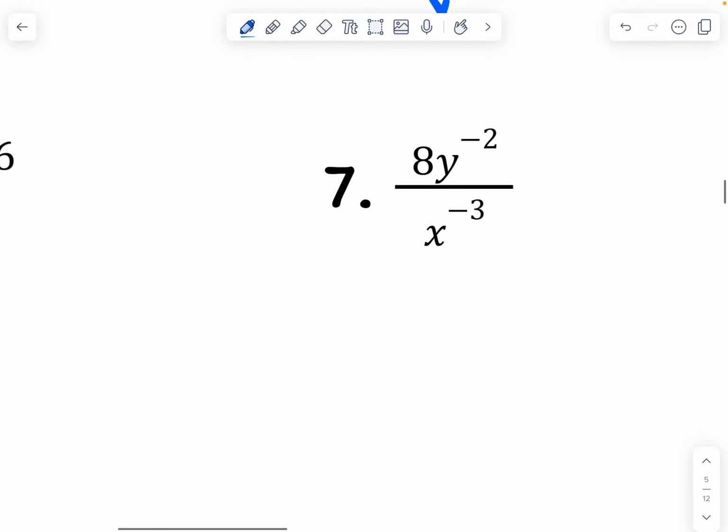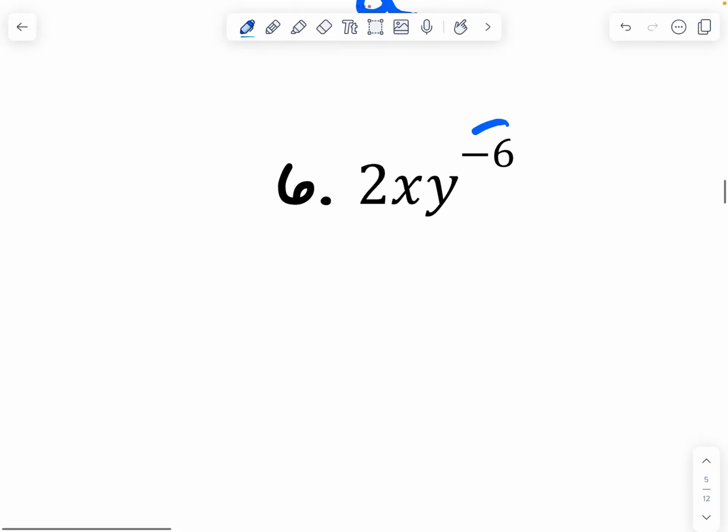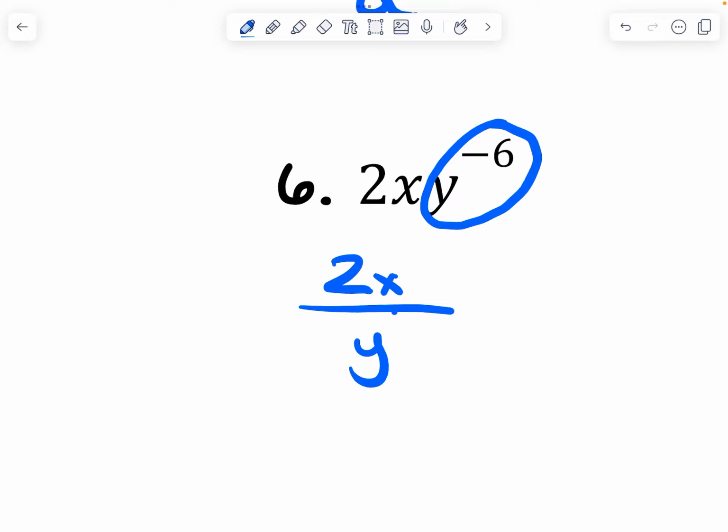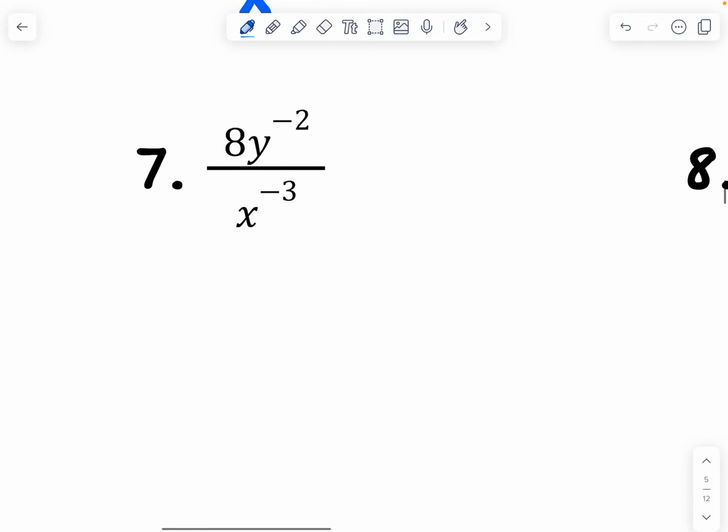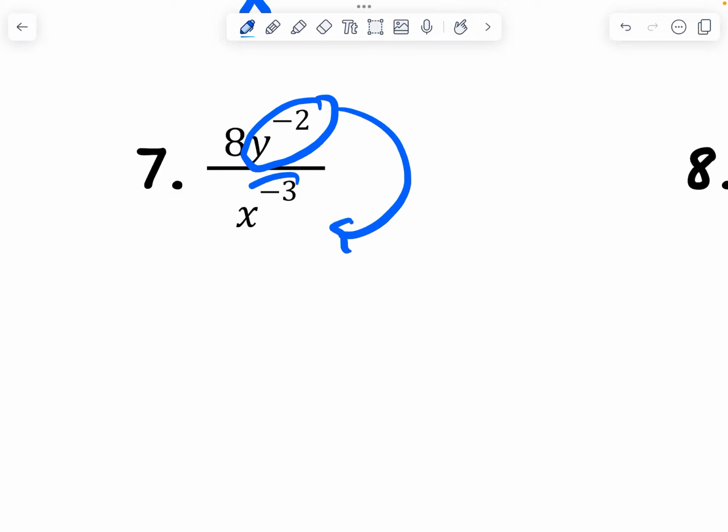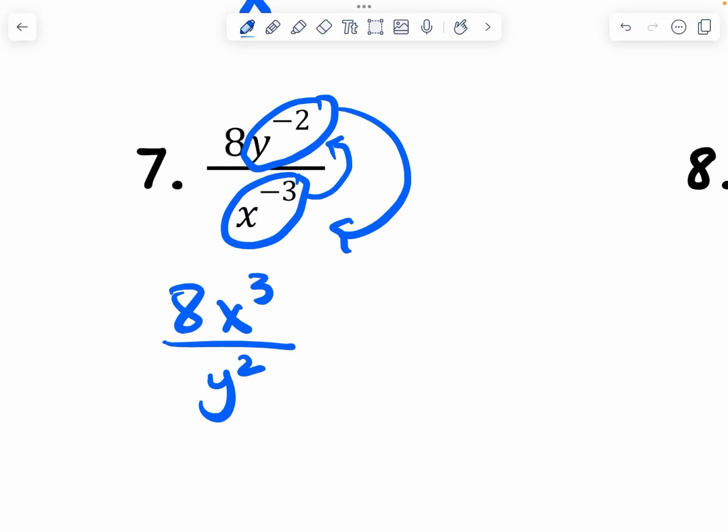Okay, this one. This part right here, that's the only part that has a negative exponent. That's the only part that moves, and its exponent becomes positive. This is going to move downstairs. This is going to move upstairs. The 8 stays where it is. x to the 3rd, y squared.